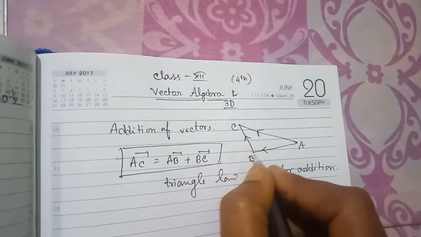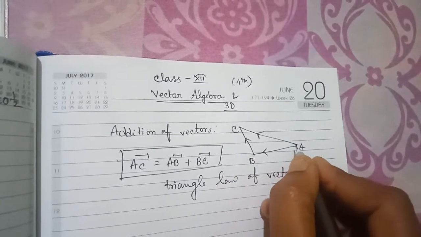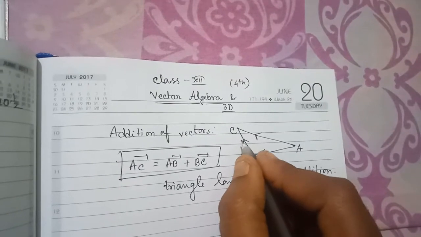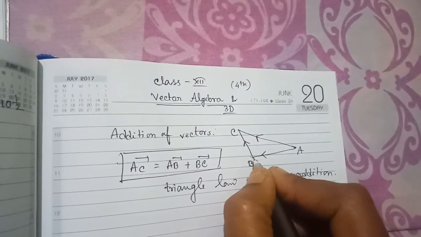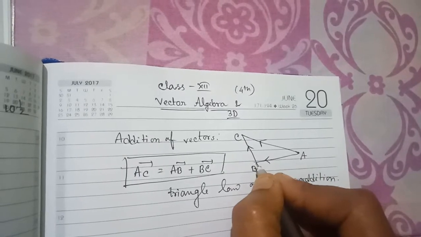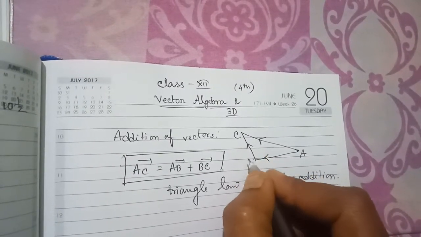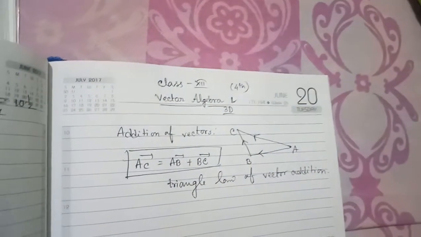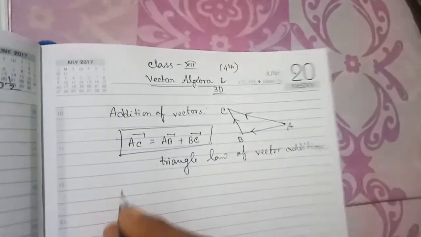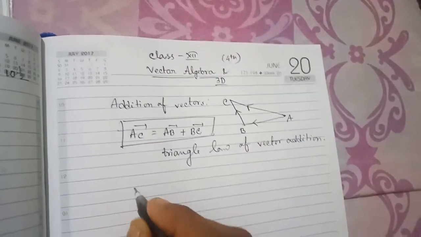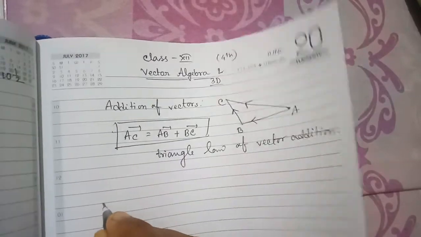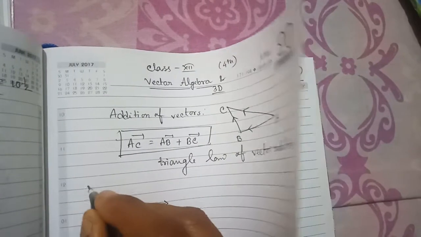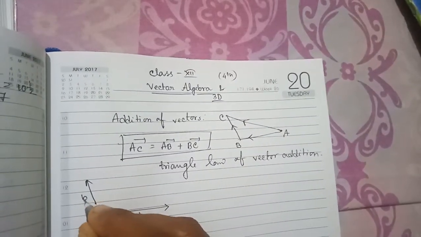In general, we can say that suppose one vector is there, and another vector comes whose initial point is the terminal point of the first vector. Then we can add them and we will get the result like AC. So I am drawing another figure. Think about the figure like this. This is, suppose, A vector. This is, suppose, B vector.